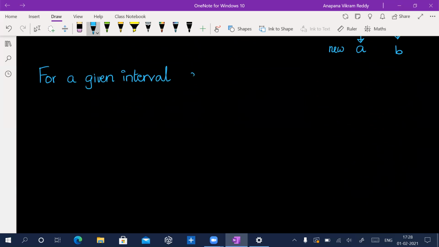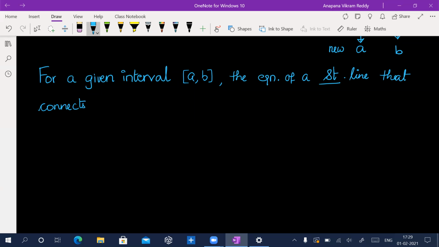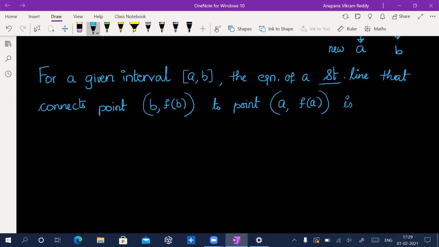For a given interval A comma B, closed interval, that means including A and B, the equation of a straight line that connects the point, at B I have f of B, to another point. I'm writing everything for you so that you have a clear picture.